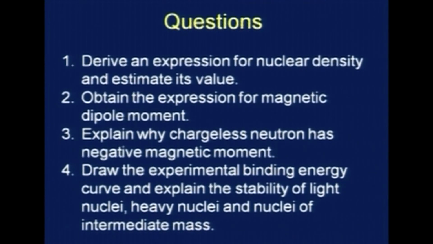And the third question is, explain why chargeless neutron has negative magnetic moment, and the crisp answer will be because of being surrounded by negative pi meson. And draw the experimental binding energy curve, and we can show the stability, how fusion occurs and how fission takes place, and how fusion and fission give liberation of energy.